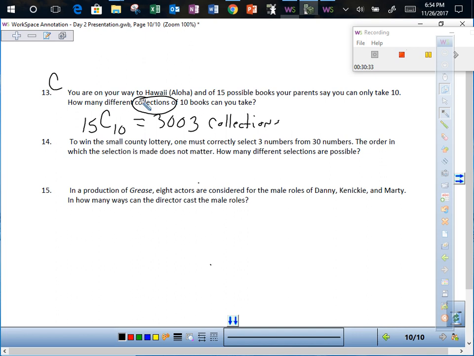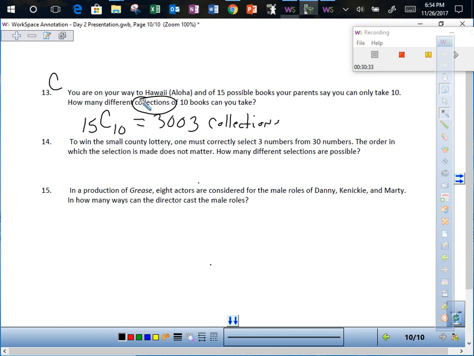Here's our number 14. To win the small county lottery, one must correctly select 3 numbers from 30 numbers. The order in which the selection is made does not matter. So if the winning numbers were 10, 15, and 20, but you had 20, 15, and 10, you still win. How many different selections are possible? Really, the lottery is the world's largest, number-wise, combination. Order doesn't matter in the lottery.